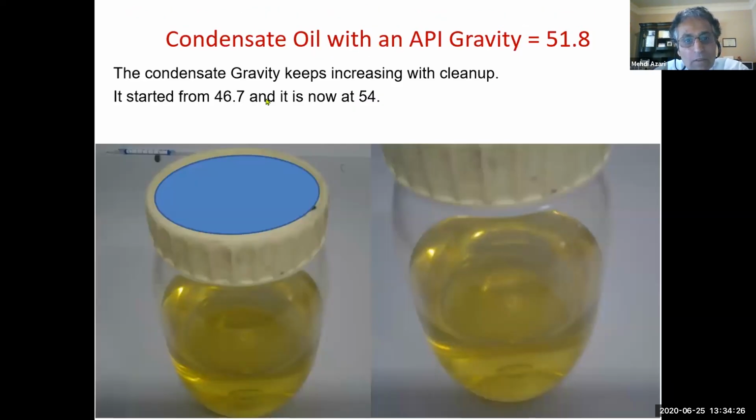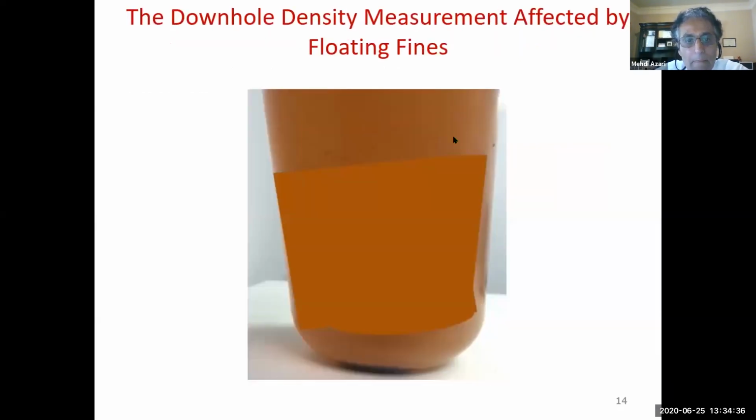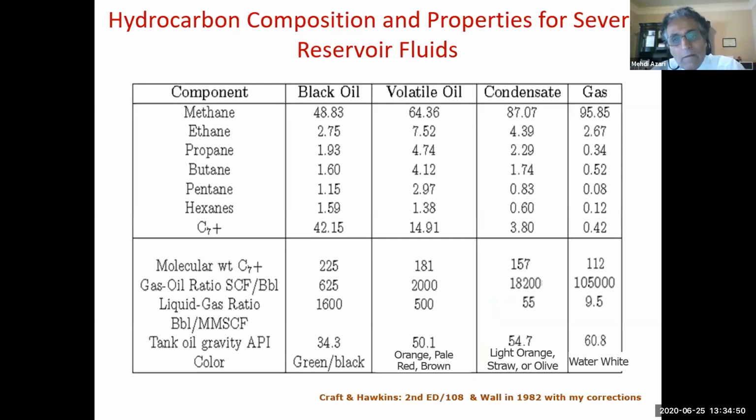It started from 46, and now it is at 54. So that means I do not have a picture of that when it got to 54. But this is when we tested, it was 51.8. So now the downhole density measurement gets affected by floating fines. You can see this is one situation. You can see that, huh? There's some fines here, there, and that increases density. So you got to be careful when you take the density.